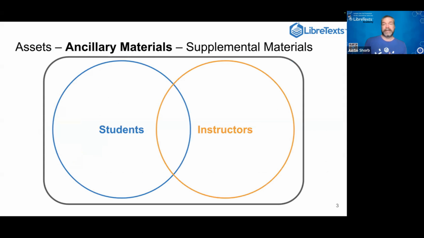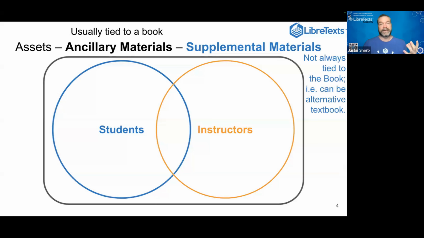So, I did a lot of looking around. These words are used quite interchangeably: supplemental materials, ancillary materials, teaching resources, assets. But for this talk, and what seems to be fairly common, ancillary materials are anything that's available with a textbook for students or instructors, and they are usually tied to a specific book. Supplemental materials may not always be tied to a book, so they could even include other textbooks that you may want to use, and they're usually geared more towards students.